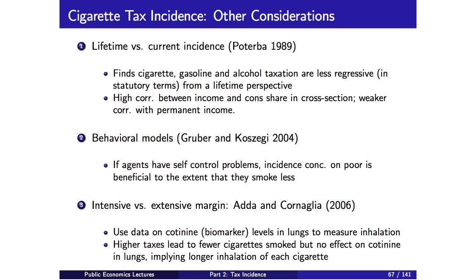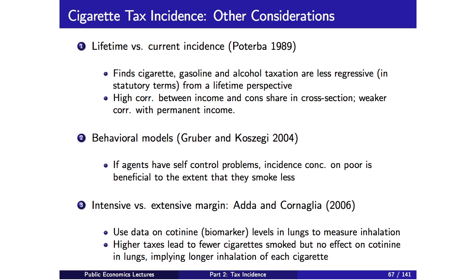And so they use data on cotinine, which I guess is a biomarker in your lungs that measures the level of inhalation. They show that that is not responsive to the level of tax rates, even though the quantity consumed is responsive to the level of tax rates. So, coming back to this Gruber thing, this tax is not accomplishing the goal of actually getting people to have less of this cotinine biomarker in their lungs, which is perhaps what you care about at the end of the day. Okay, so that's what I have on cigarette taxes.